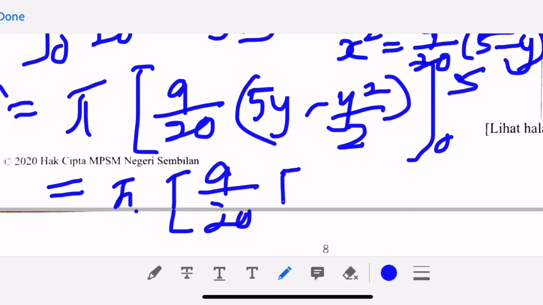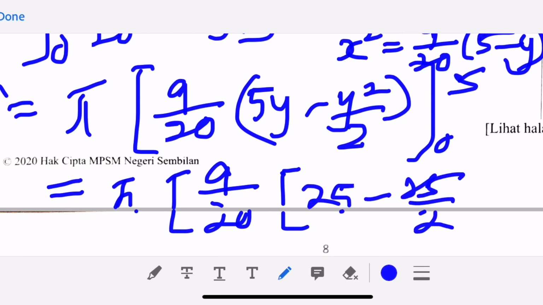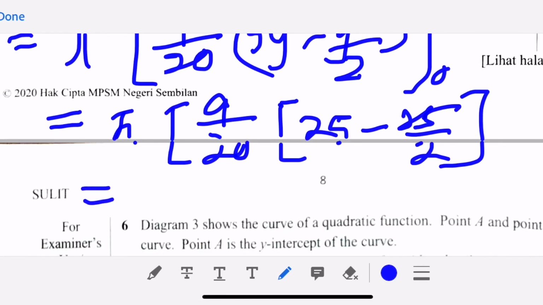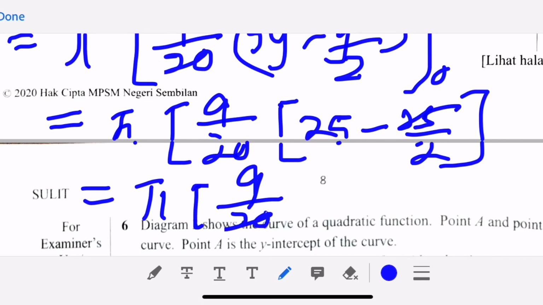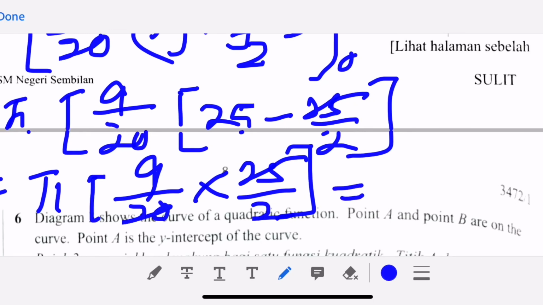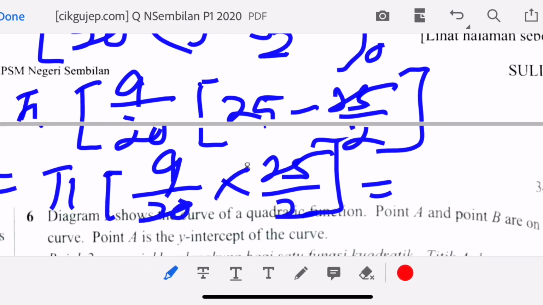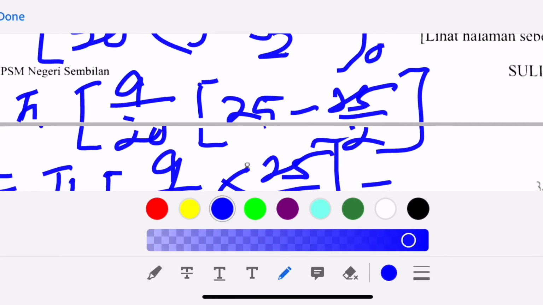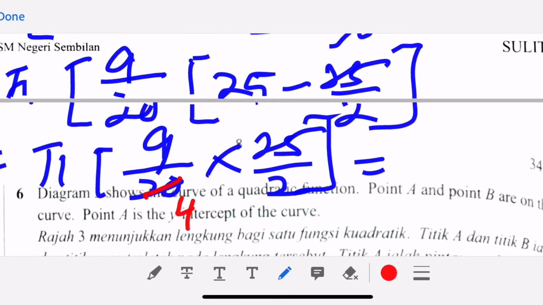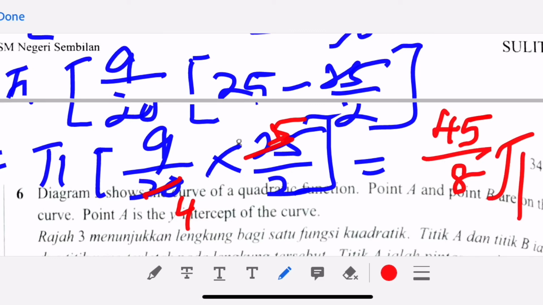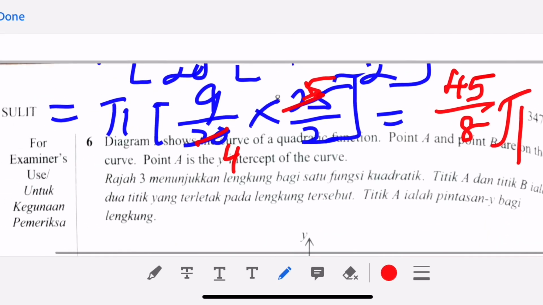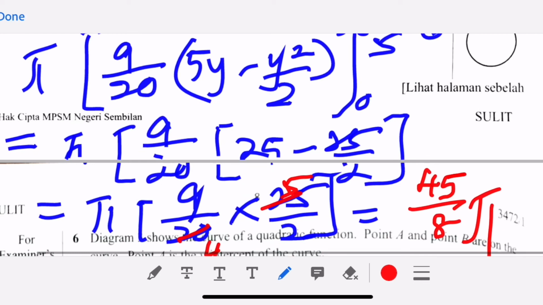We substitute the upper limit first, which is 5 times 5, and then minus 25 over 2. Then you simplify the answer. 9 over 20 times 25 minus 25 over 2 will be 25 over 2. Finally, you can press your calculator to get the answer, but I will work it out without the calculator. I will simplify, divide by 5, 5, 25, 5, 4. So I will get 45 over 8 pi. That is the final answer for the volume.